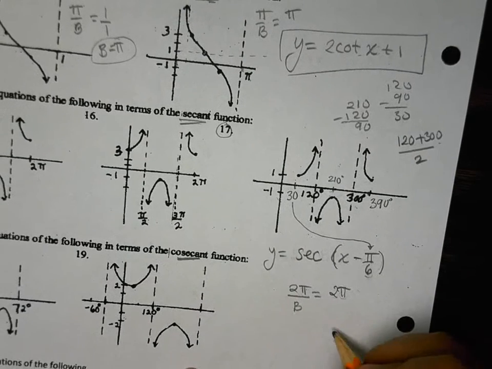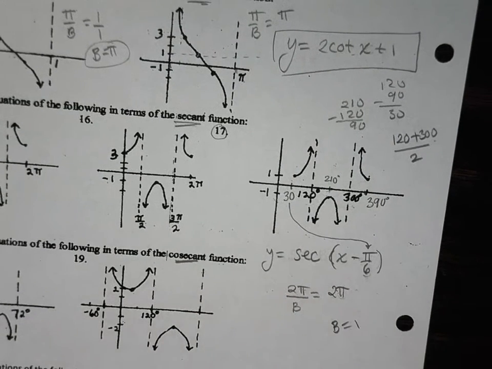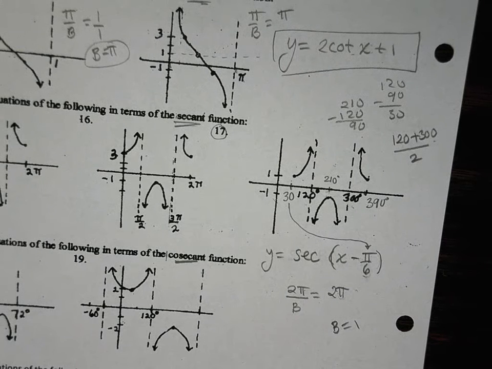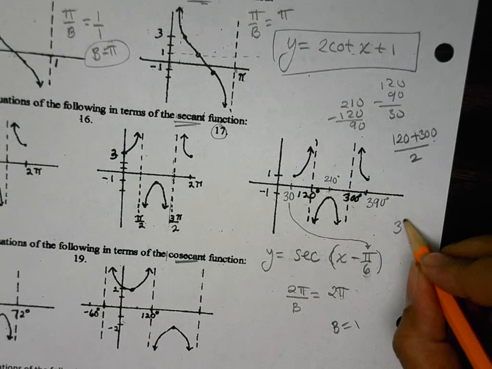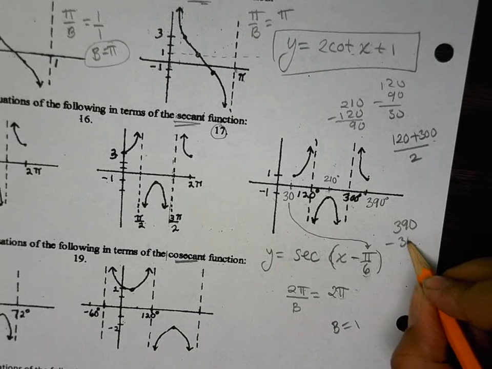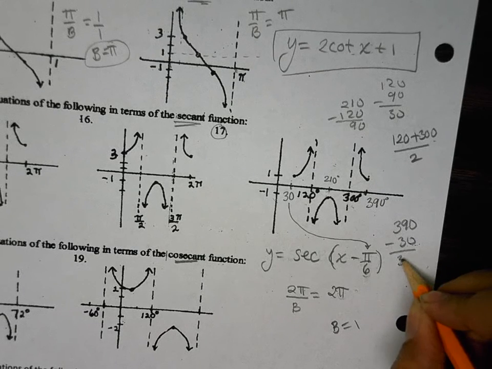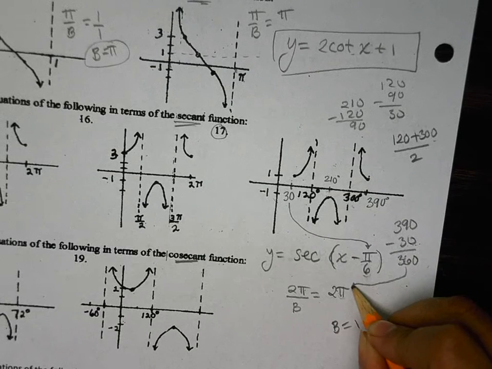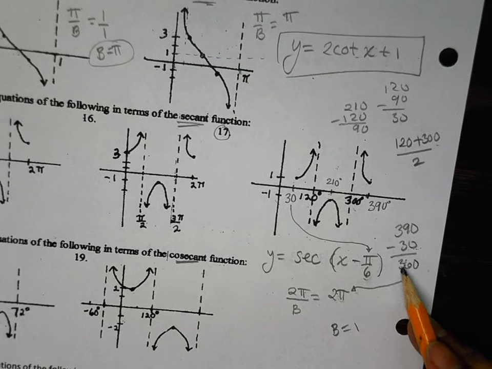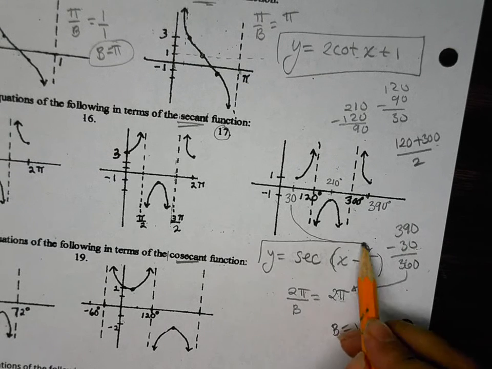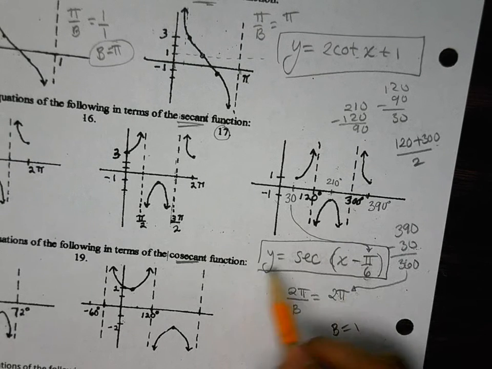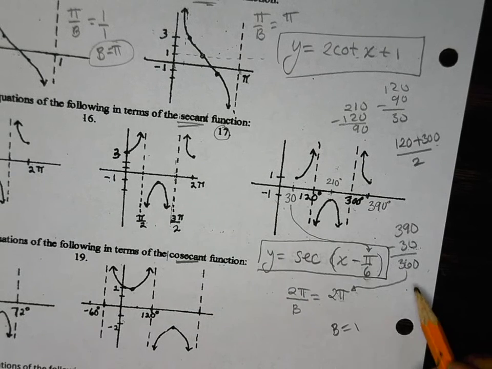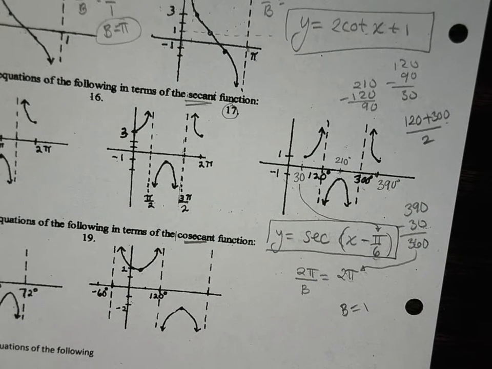Are we good? Yes? All right. And so we got the 360 from 390, take away the 30. And why did we do that? You do that to find your period length. Your right minus left, or your end minus start. 390, take away 30. 360, 360 is the same as 2 pi. We're good?